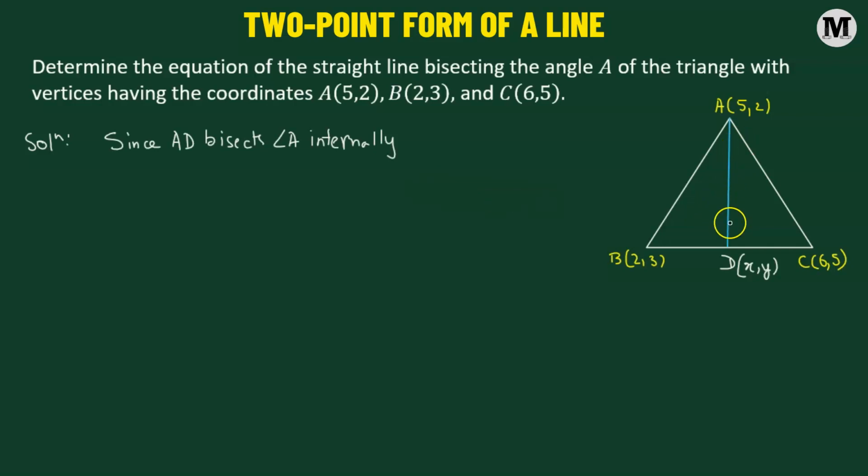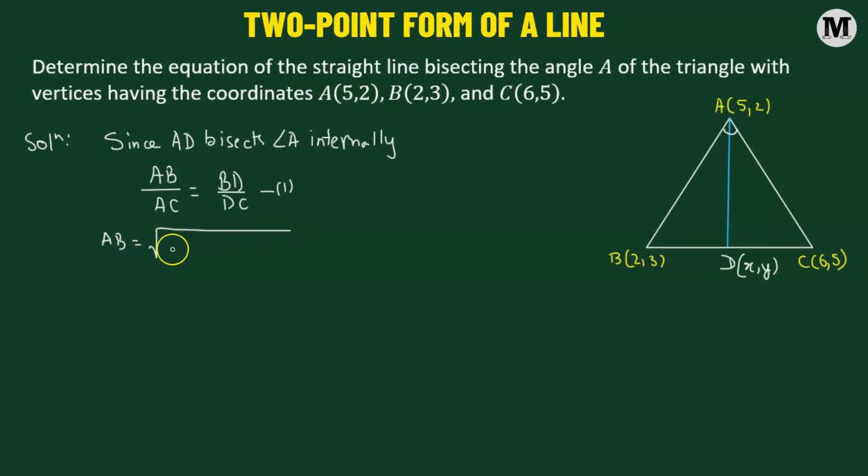Now since AD is bisecting the angle A internally, we can immediately say that the ratio of the adjacent sides, AB to AC, equals the ratio BD to DC. Let this be number 1. Okay, so first we'll find the length of the side AB. Here we'll be using the distance formula.